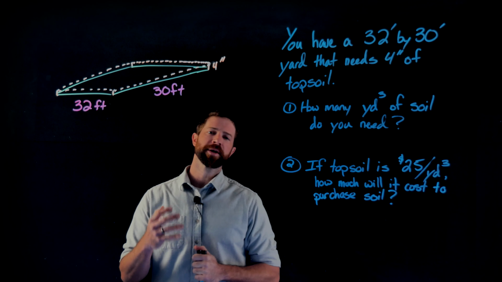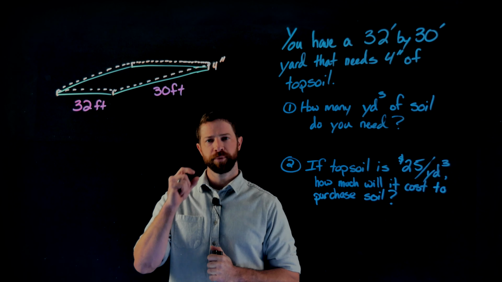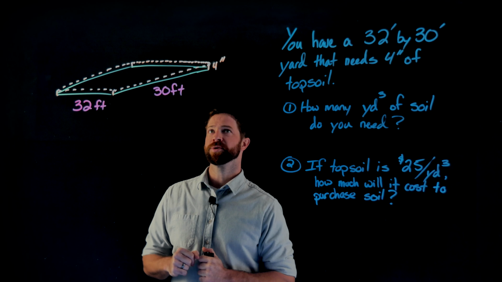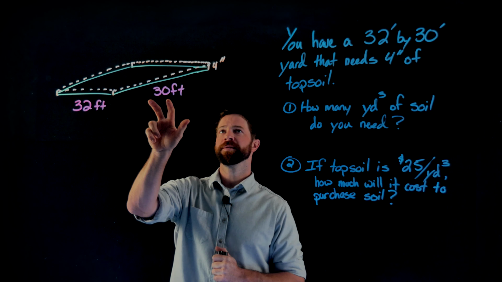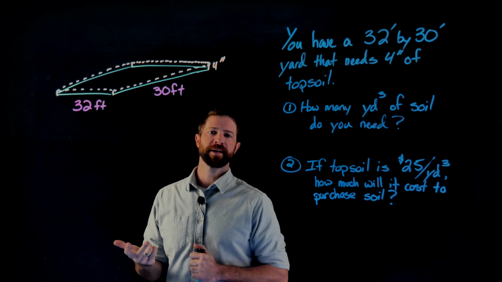We have a 32 by 30 foot yard here, and we're being asked how much topsoil we need if we want to put 4 inches of topsoil on this. Here's a quick image of the situation we have. We have a 32 by 30 feet, and we want it 4 inches high. We think of this as a rectangular prism.